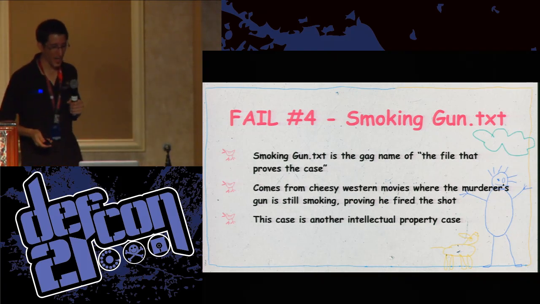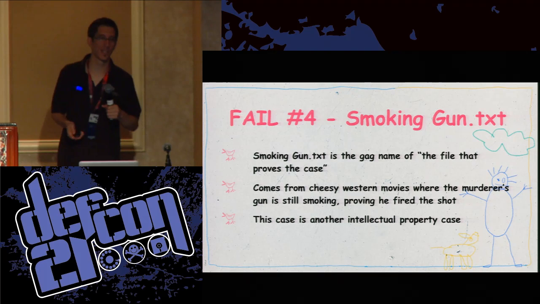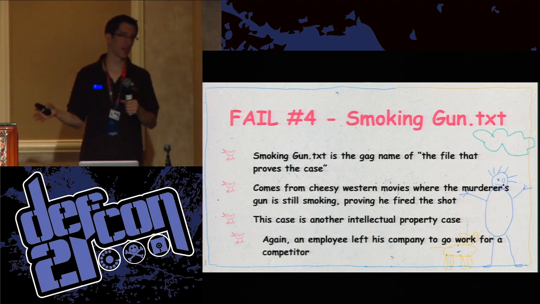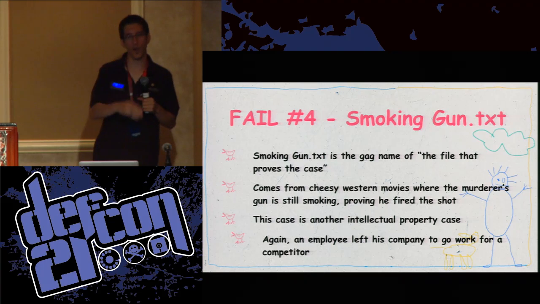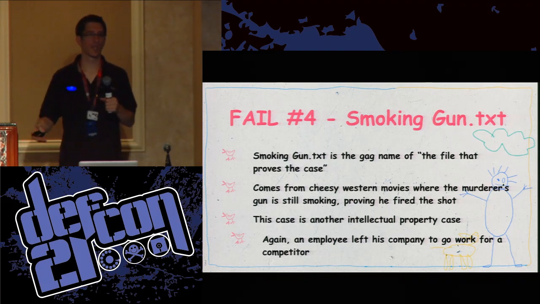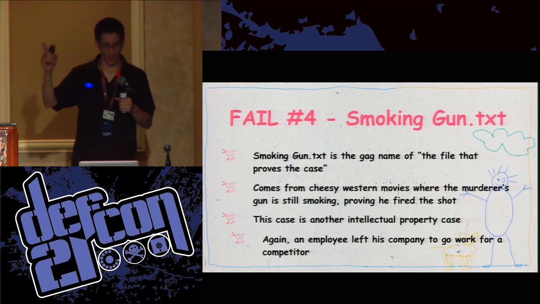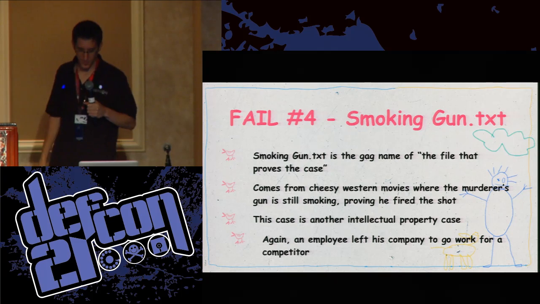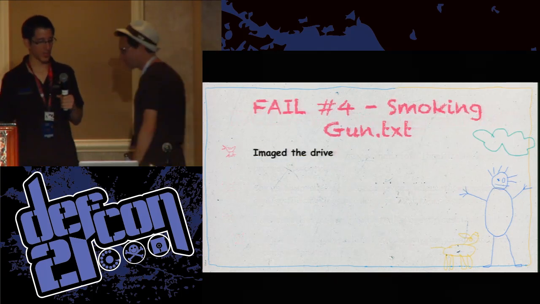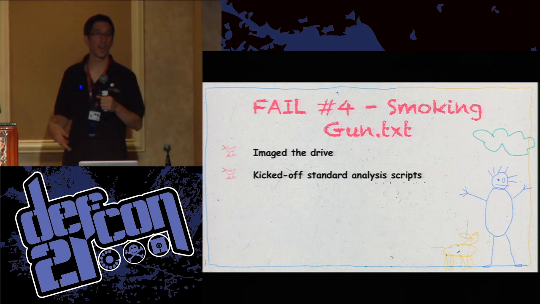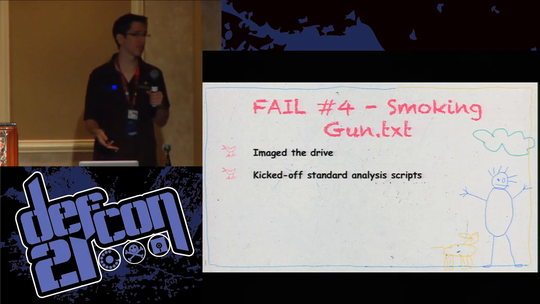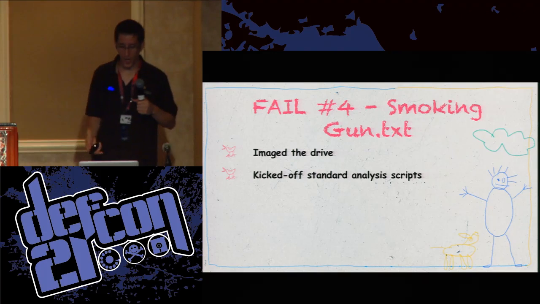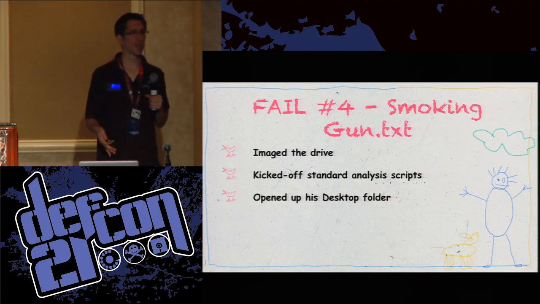Sometimes I wish it's as easy as finding a file named smokinggun.txt, but you can only wish. This is another intellectual property case. Again, you've got a guy leaving one company to go work for another company, and the first company says, can you make sure he didn't do stupid shit? And we are called in to make sure that he didn't. So we imaged the drive. We kicked off our standard analysis scripts, like the file signature analysis script that I told you guys about before, and open up his desktop folder.